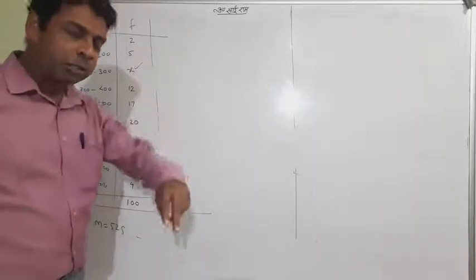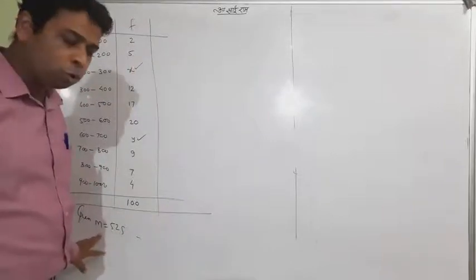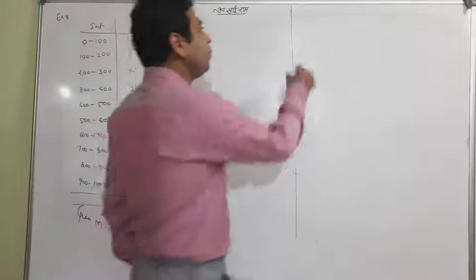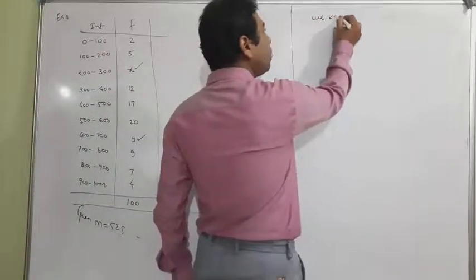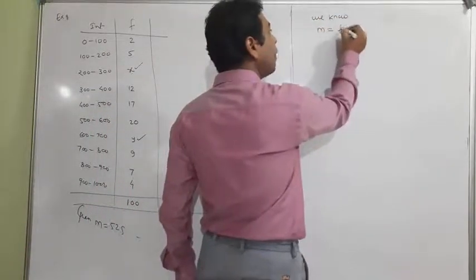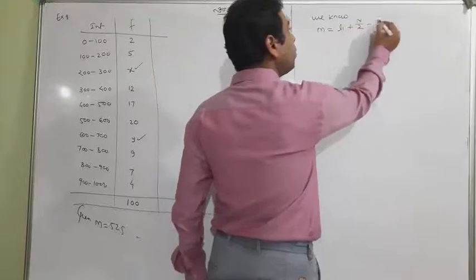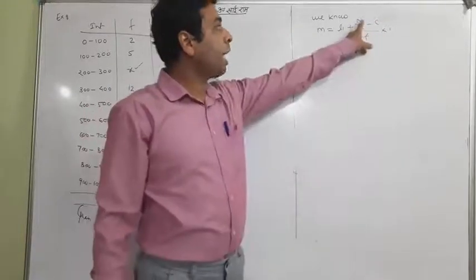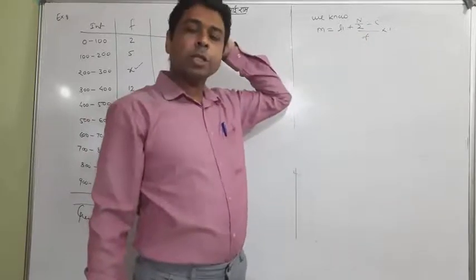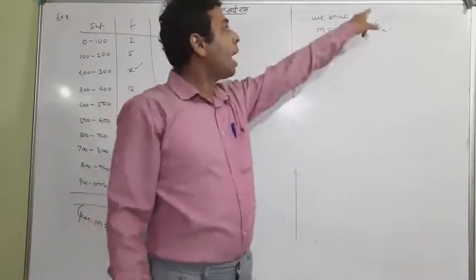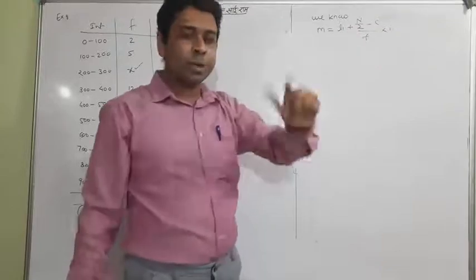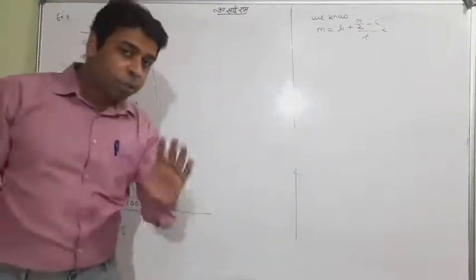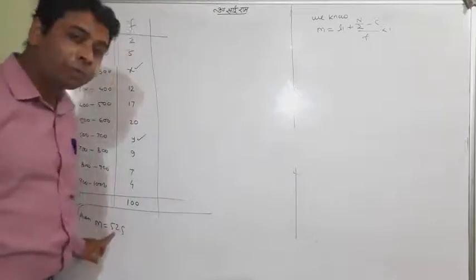The median is given, so I'll definitely go with the median formula. We know that median equals L1 plus (n by 2 minus c) upon f into I. For that you need n by 2. The median will definitely help you. Look, the median is already given. Very importantly, I'm telling you the median is 525.